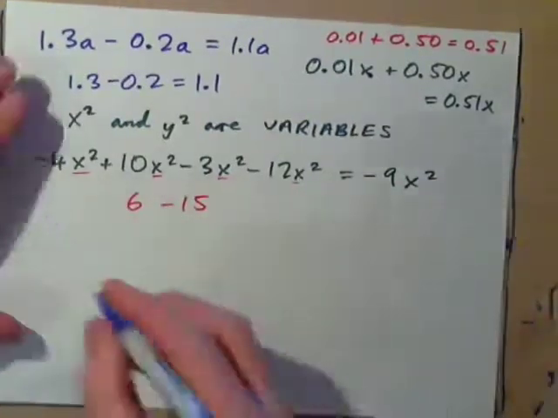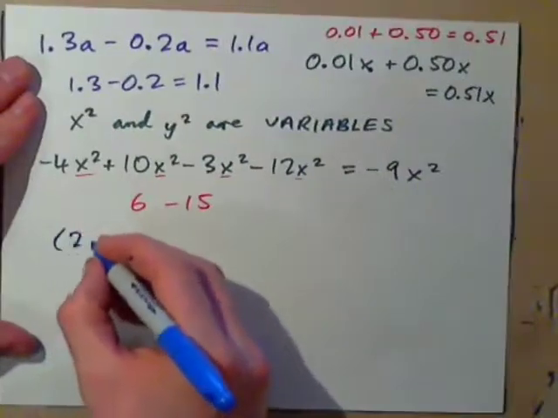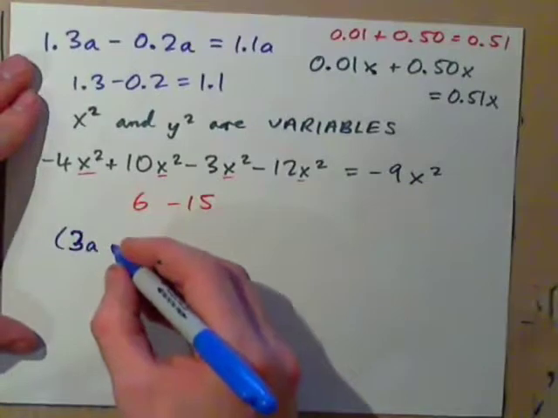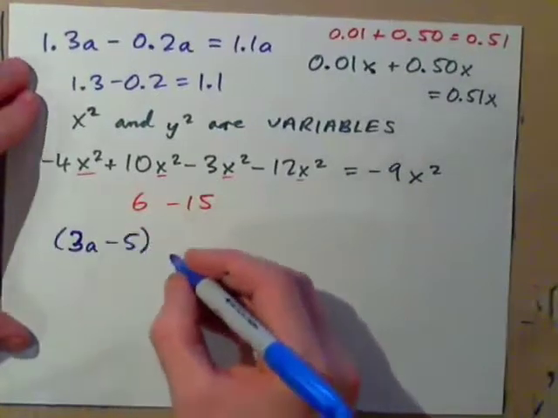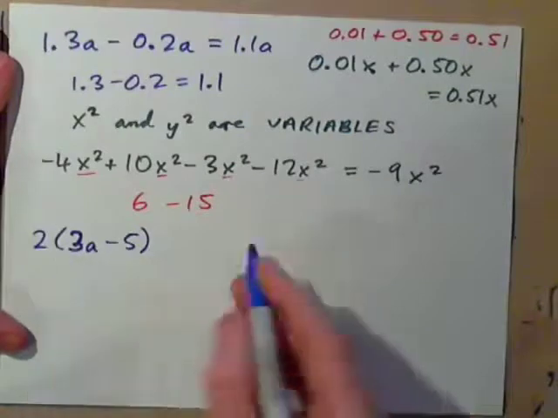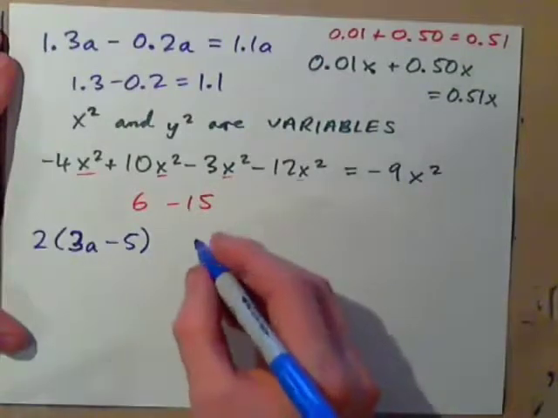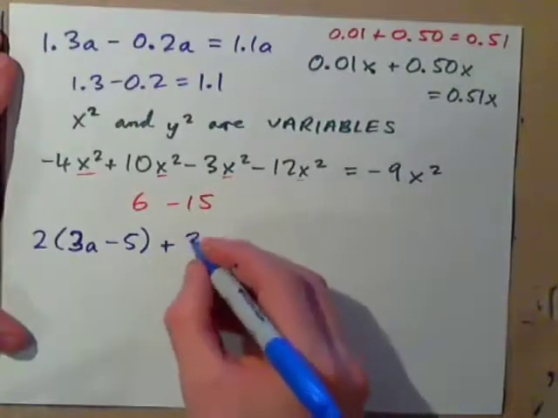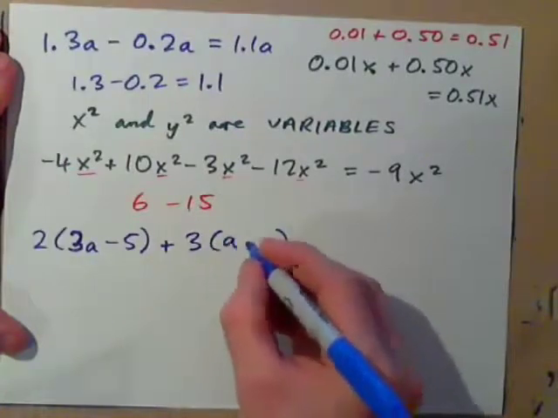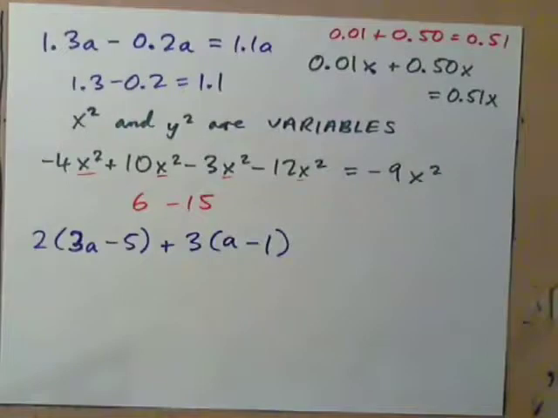How about this? A bag that contains 3 apples minus $5. Put a 2 here, that's 2 of these bags. Okay? Now add to that 3 of these bags, and in each of these bags there's an apple minus $1. So if we were to simplify that expression, what would we get?